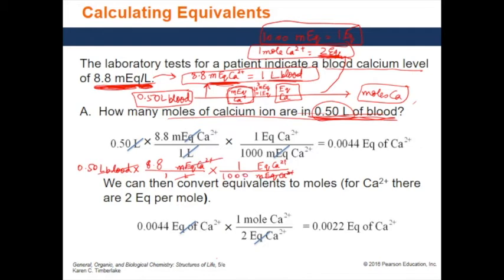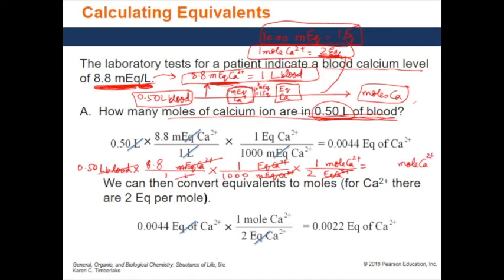I'm left with equivalents. Now to cancel equivalents, I'm going to convert these equivalents to moles using this. So to cancel equivalents, I divide by equivalents and multiply by moles of calcium ion. And here we know that 1 mole of calcium is 2 equivalents. So this and this will be cancelled. What we are left with is 0.50 times 8.8 divided by 1000 divided by 2. And our final answer is in moles of calcium ion.